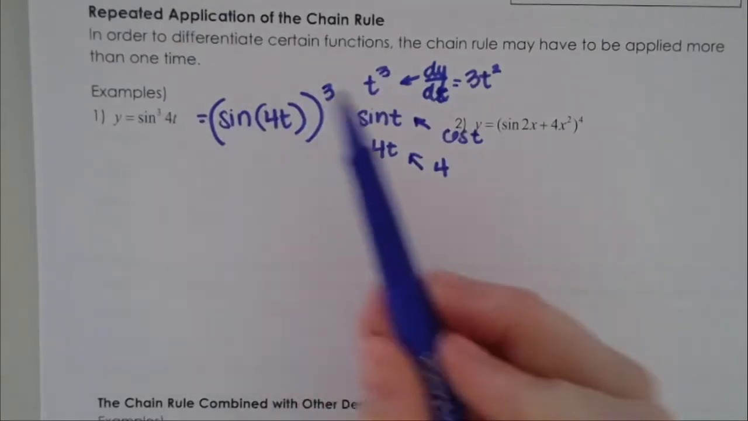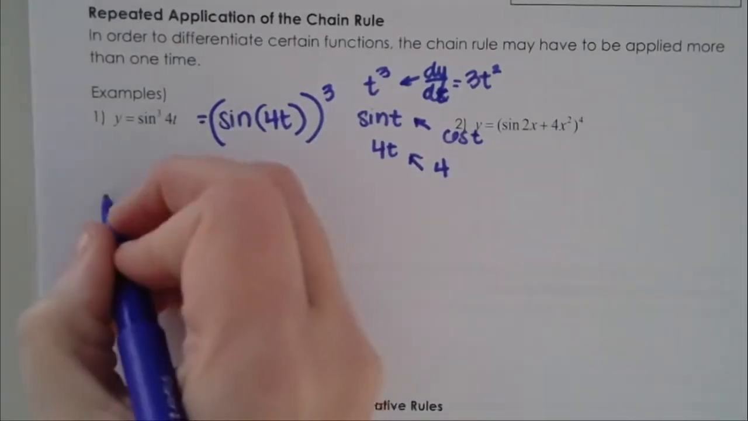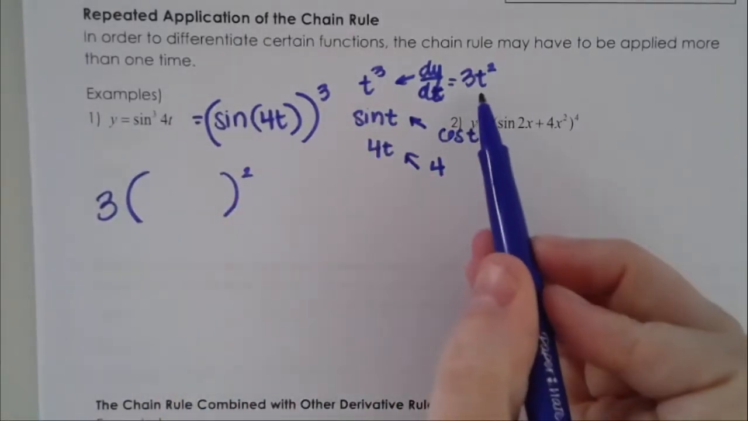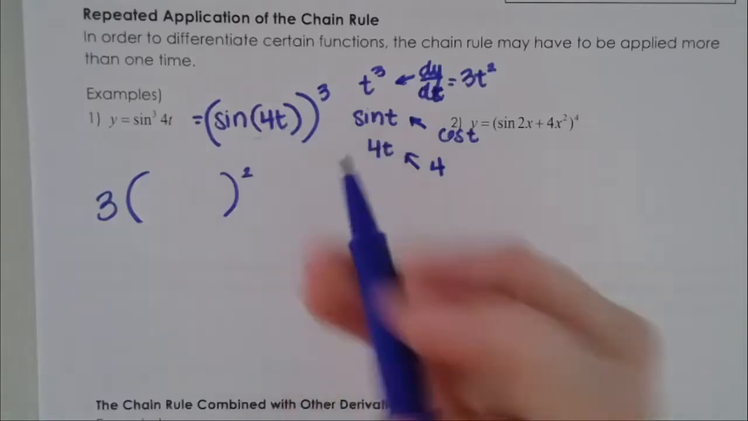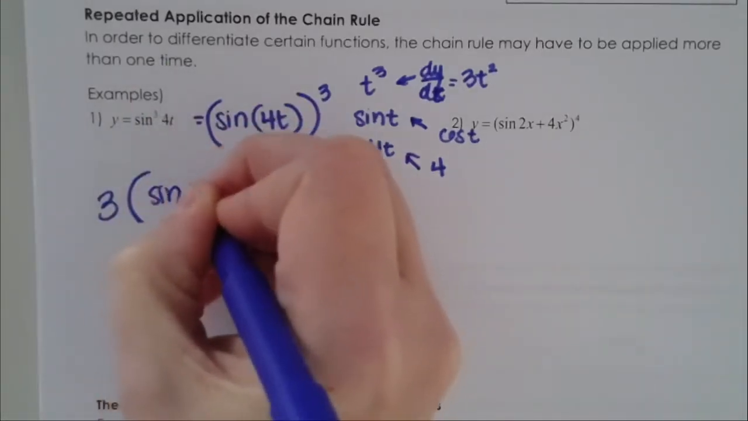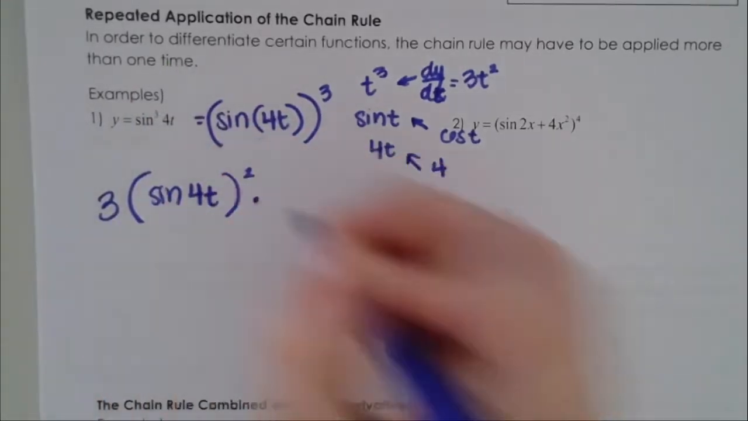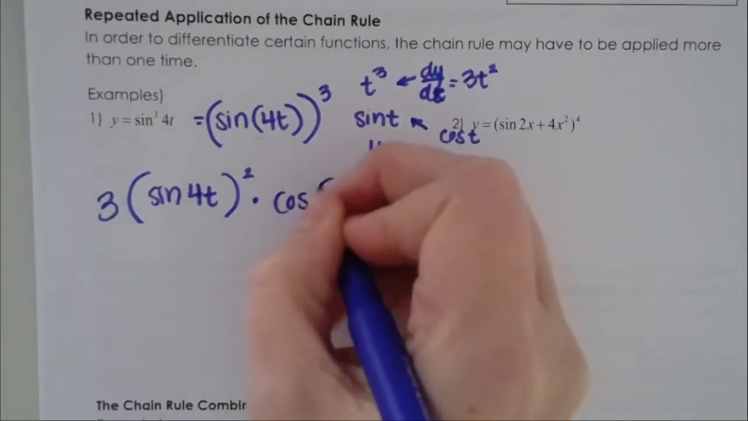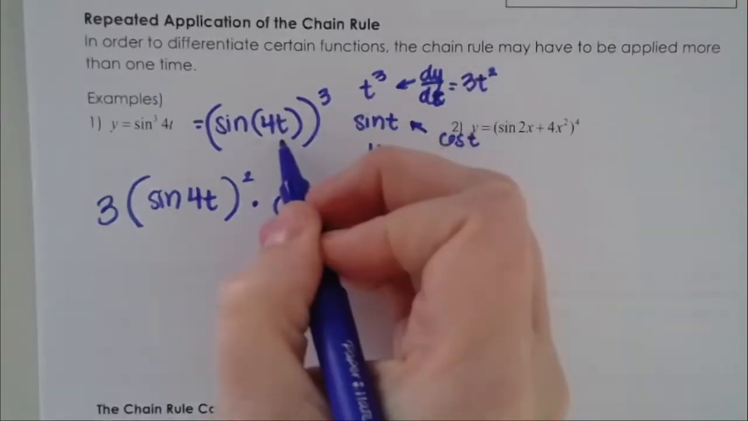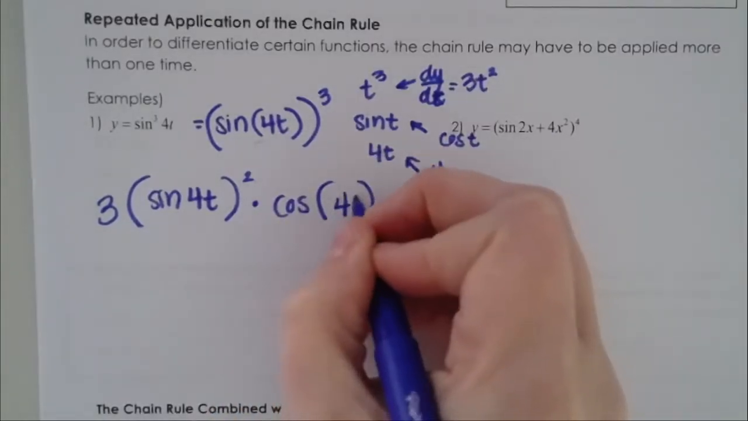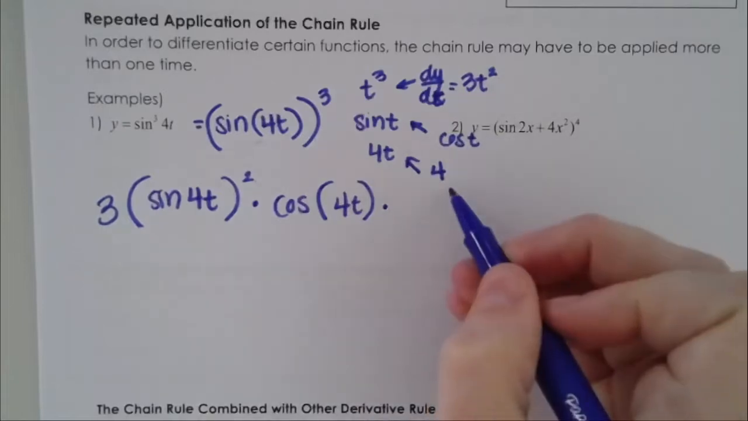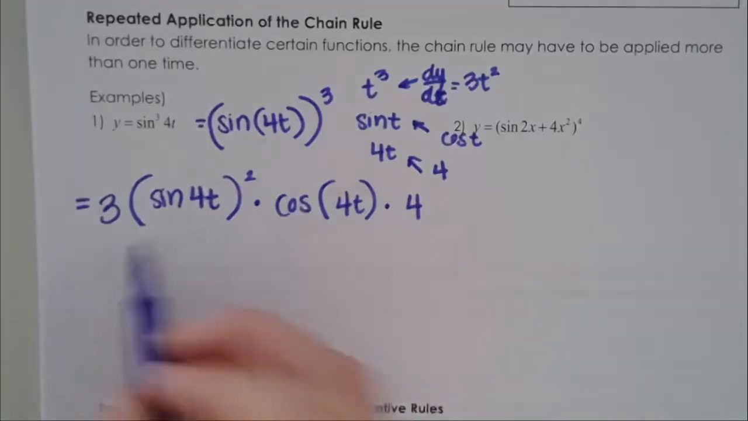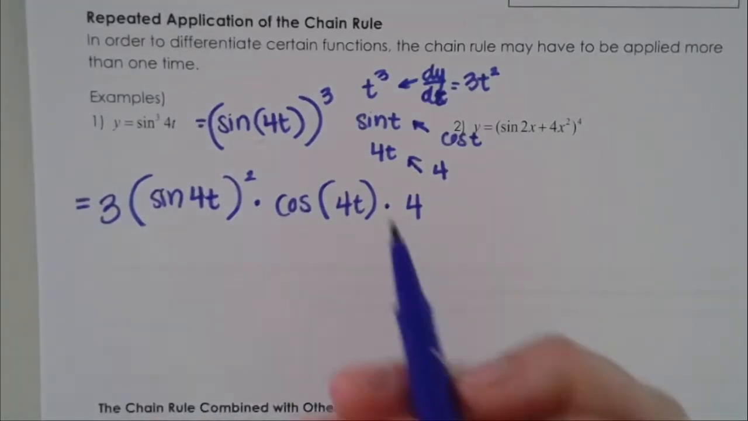But let's start with the very, very outside. So that would be 3 times something to the power of 2. Well, what's inside of that one is the sine of 4t. So all of that is coming here. Times the derivative of the second layer. Well, that's cosine of something. Well, what's inside of that is the 4t. Times the very inside derivative, which is 4. So we have 3 layers that we had to do chain rule with there.